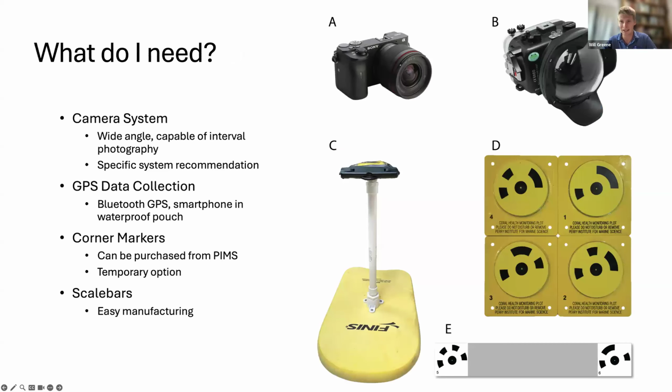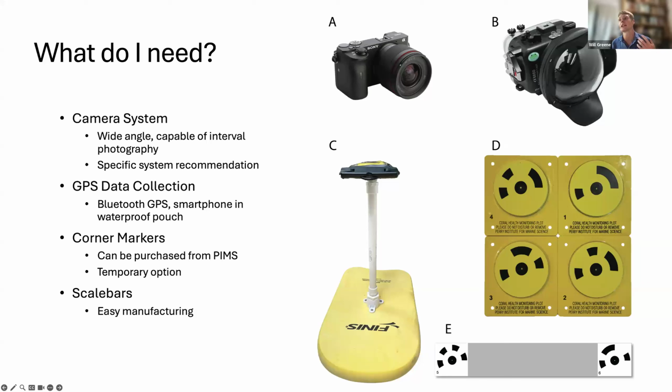So there's the basic framing of what this process is. Let's get into the nitty gritty. So let's first talk about what you actually need to be able to use this. And much of this is the same as pretty much any photogrammetry protocol. So first things first, you need a camera system to collect your images underwater. That camera system should be wide angle. I'll give a little bit more detail on this in a minute. And it should be capable of interval photography. That means taking one photo per second consistently, so that you don't have to click the shutter every time you need to take a photo as you swim throughout the plot.